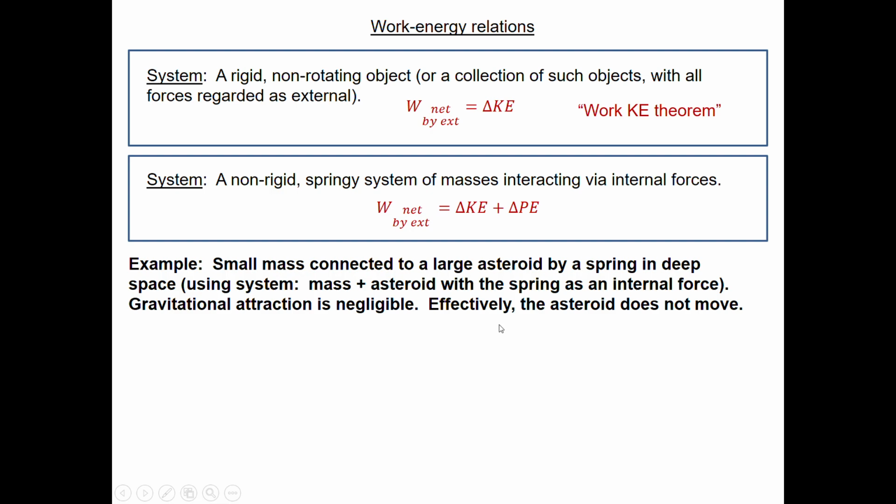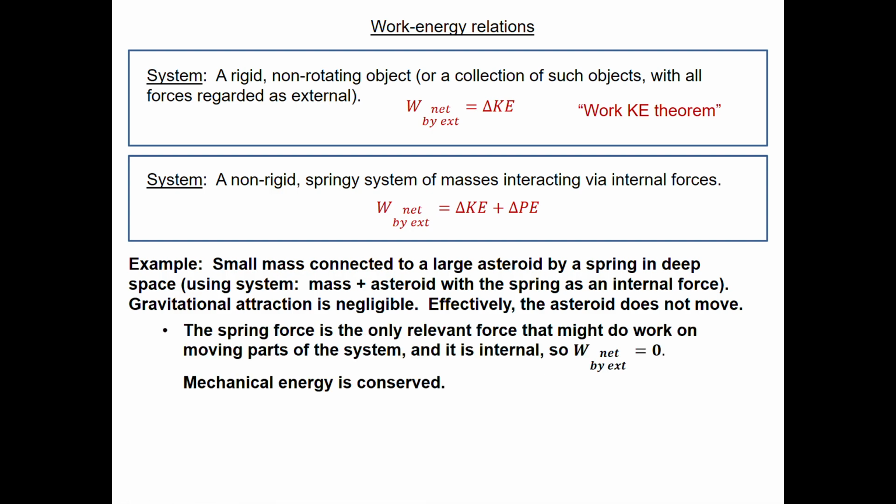We're also going to assume the asteroid doesn't move. It's so massive that the rock is the thing that does all the moving in the transformation. In this case, the spring force, just like the gravitational force in the previous problem, is the only relevant force that might do work on moving parts of the system. Therefore there are no other external forces of substance to do work on the system, and the left-hand side of this relationship becomes zero because of our choice of system. That means we would say that mechanical energy is conserved: delta KE plus delta PE equals 0.